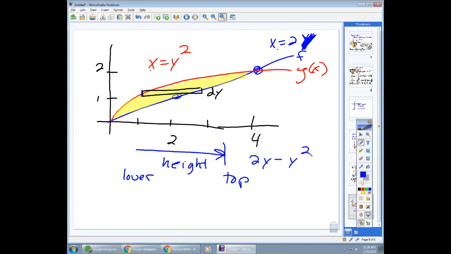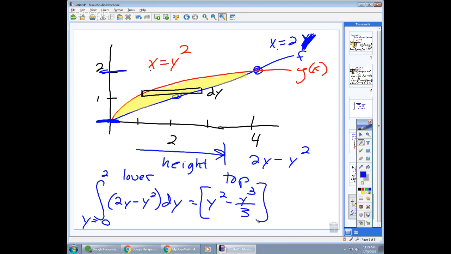Okay, so let's try this again. We're going to integrate 2y minus y squared with respect to y. And where do we start for y? 0. And where do we end for y? 2. Now the boundaries change, so I'm going to write y equals for the boundaries. All right, so let's see, what do we get here? Antiderivative for 2y? y squared. Antiderivative for y squared? 1/3 y cubed.